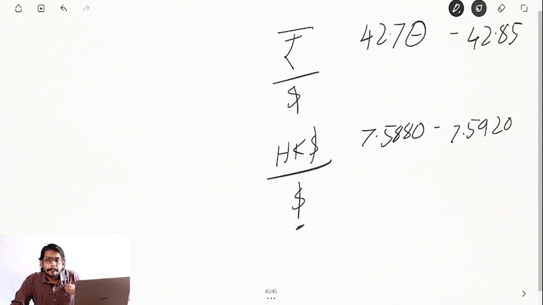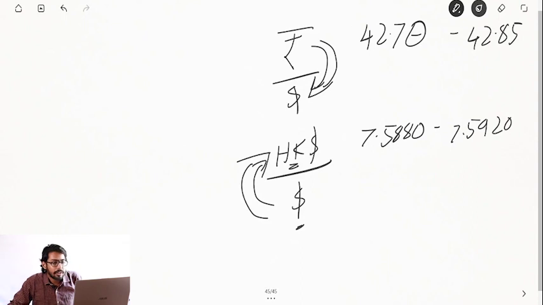Now, you are buying Hong Kong dollar. How will you buy? You will first convert rupee to dollar, then you will convert dollar to Hong Kong dollar. Understand the transaction, guys? First you sold the Hong Kong dollar for so many rupees. Now you are using those rupees to buy Hong Kong dollar. First rupee to dollar and then dollar to Hong Kong dollar. Rupee to dollar is down the ask, dollar to Hong Kong dollar is up the bid.